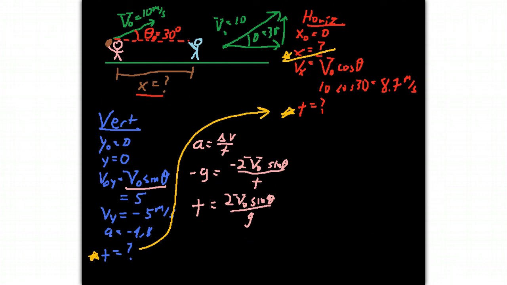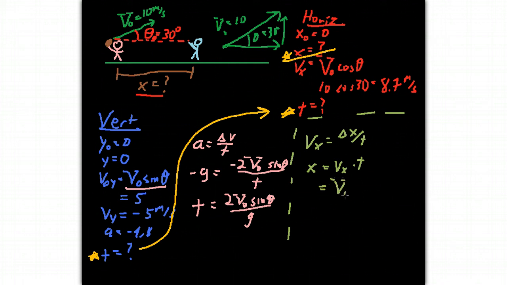The next step then is to look in the horizontal direction. So in the horizontal direction, I just do velocity in the x equals change in position over time. And we're solving for the change in position, so I have x equals the velocity in the x times the time. We'll do a couple of substitutions here, so I have v naught cosine theta for the velocity in the x times the time, which would be 2 v naught sine theta divided by g.